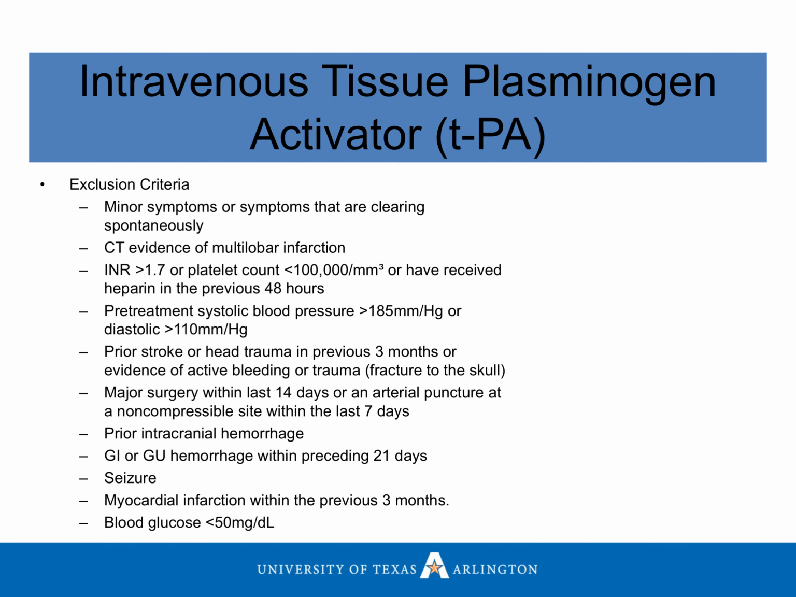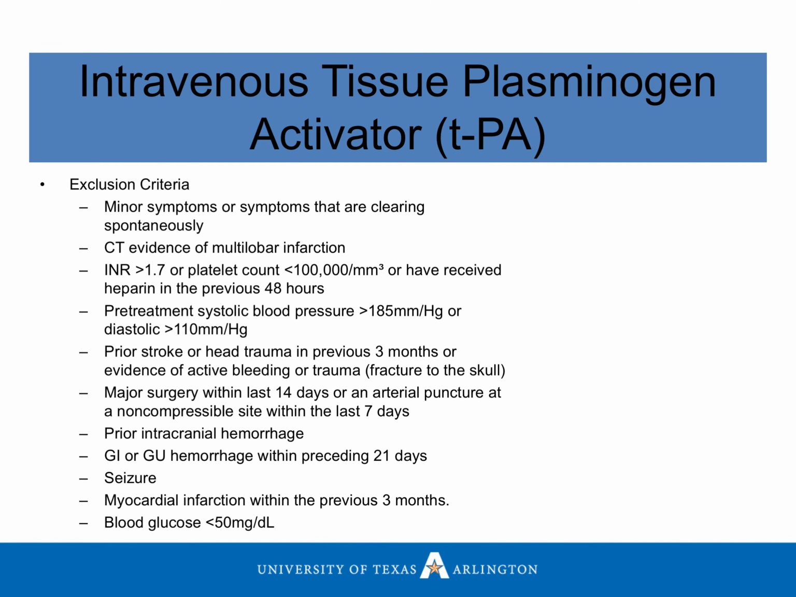And then pre-treatment systolic blood pressure greater than 185 or diastolic greater than 110. And we talked about that. If you know they're going to be getting TPA, get that blood pressure down as quickly as possible so they can get the TPA, because it has to be down before they get it.